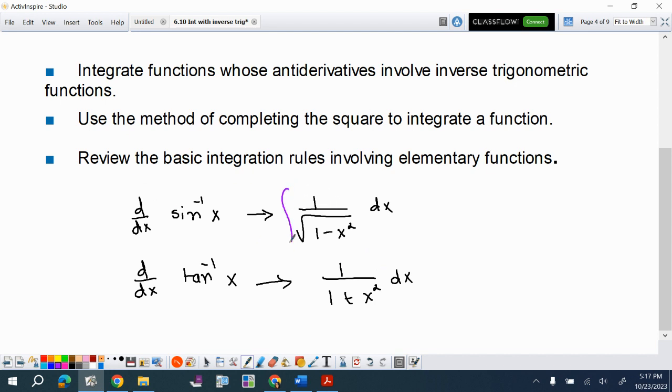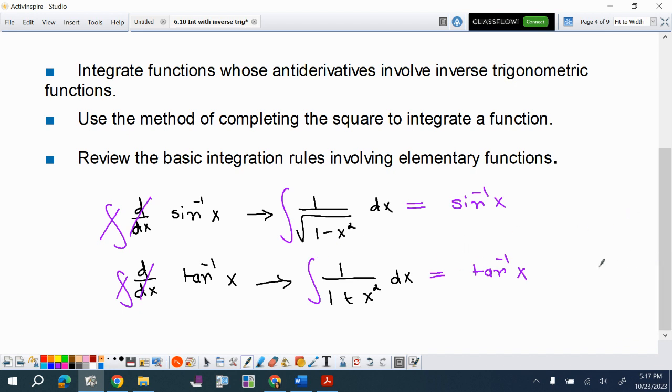So for example, if we have the antiderivative of 1 over square root 1 minus x squared, the derivative and antiderivative get cancelled and you get sine inverse x. Okay, so the antiderivative of 1 over 1 plus x squared, the derivative and antiderivative get cancelled and we get tangent inverse x. So this is the technique we are using to integrate a rational function.